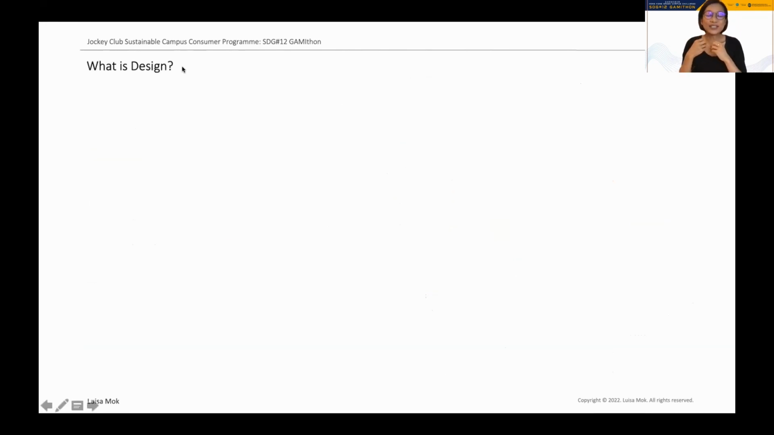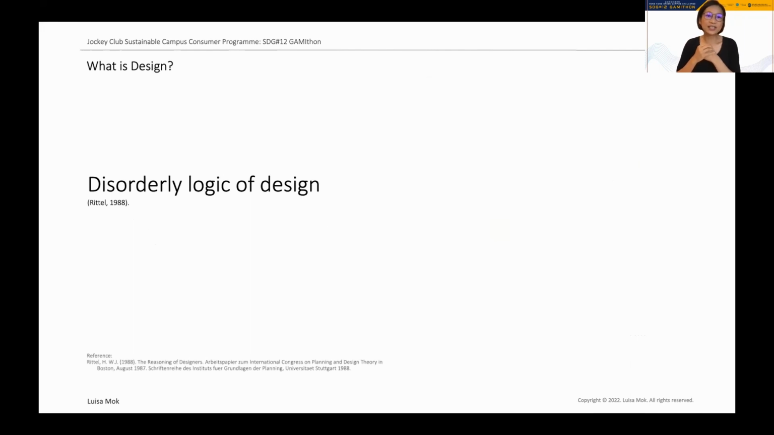So there is a phrase that I like very much to describe design. Disorderly logic of design. So it is actually a phrase by a sociologist, Horst Rittel, who studied the designer. So what he meant is design is disordered, but also it is logical. So that's why design is creative and also rational. So the rational part is to solve the problem, to provide the function, to provide the usage. And then at the same time, it is also creative.